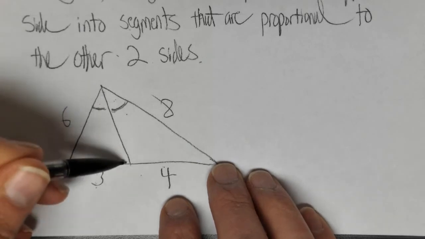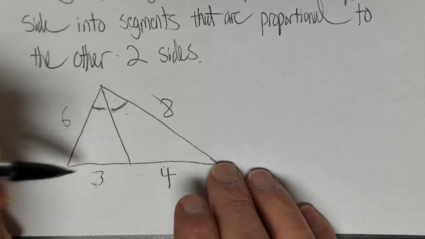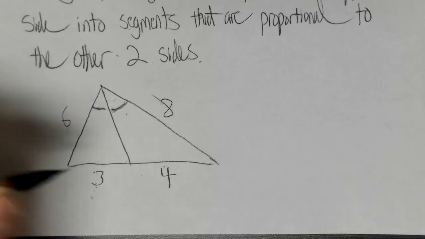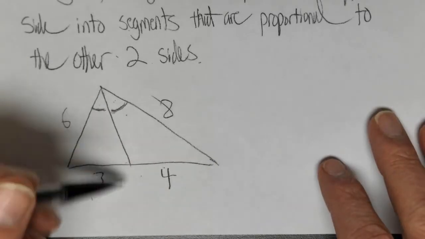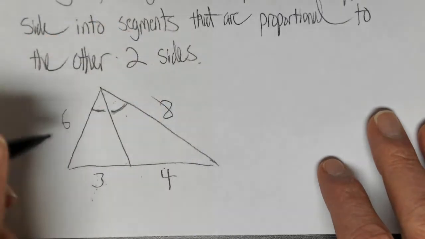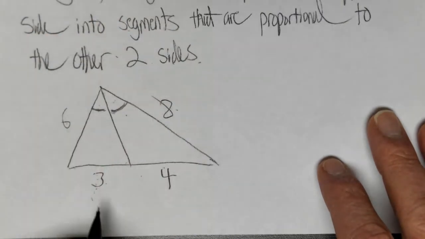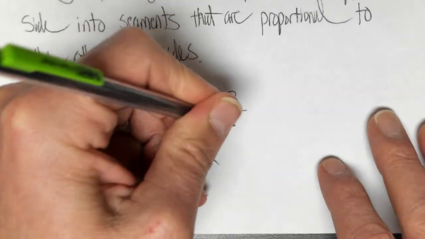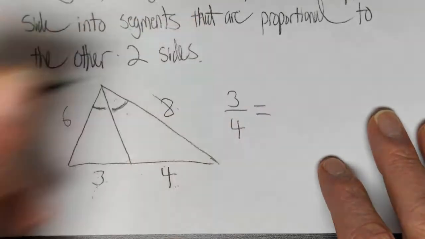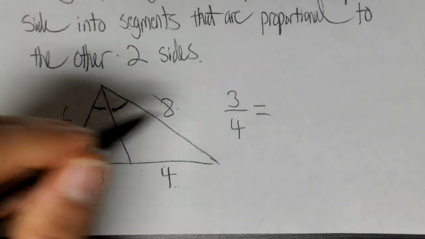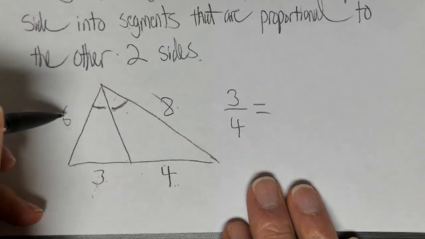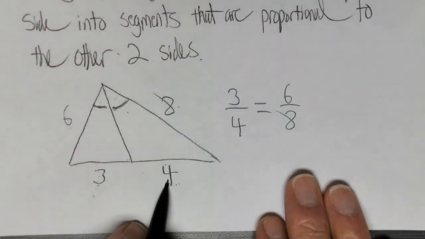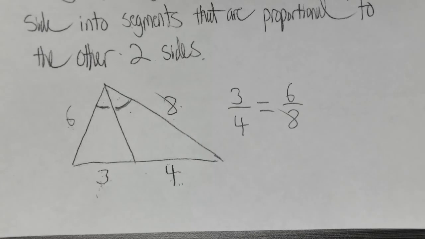So this angle bisector will separate this opposite side into two segments that are proportional to these two sides. If I make a fraction out of these two segments, 3 over 4, it's got to be equal to the fraction made out of these other two sides, 6 over 8. So 3 over 4 equals 6 over 8. That's what the theorem is saying.